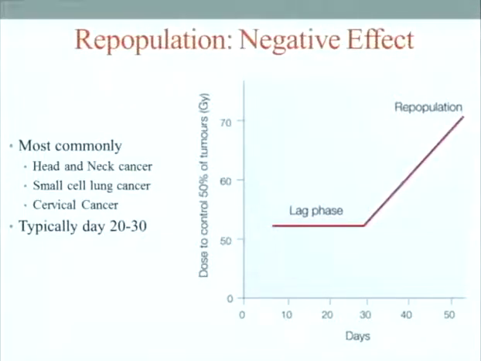The main drawback in fractionation, however, is repopulation. So after about a month, the cancer cells wise up, and they start being able to either alter their pathways or become resistant to treatment, and you start seeing a rapid regrowth at about 30 days. This is more common in head and neck cancer, cervical cancer, and small cell lung cancer, but we can see it in many different tumor types. And that's why it's very important that once you start a radiation course, you finish it in a timely fashion.